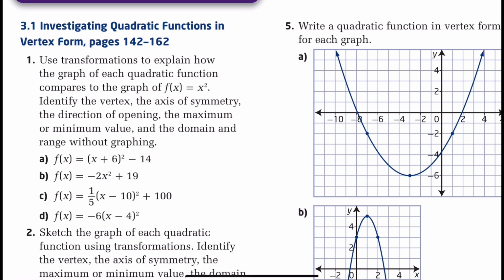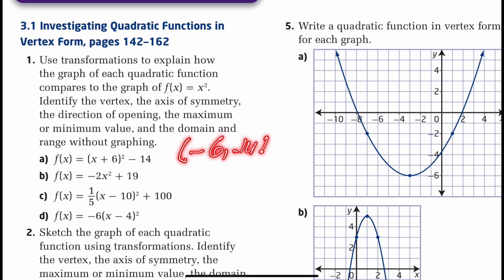So this function will have the same shape as the original one, f(x) = x², since a is equal to 1. Because p is equal to -6 and q is equal to -14, this represents a horizontal translation of 6 units to the left and a vertical translation of 14 units downward relative to the graph of x². So you can also detect the vertex point is (-6, -14).